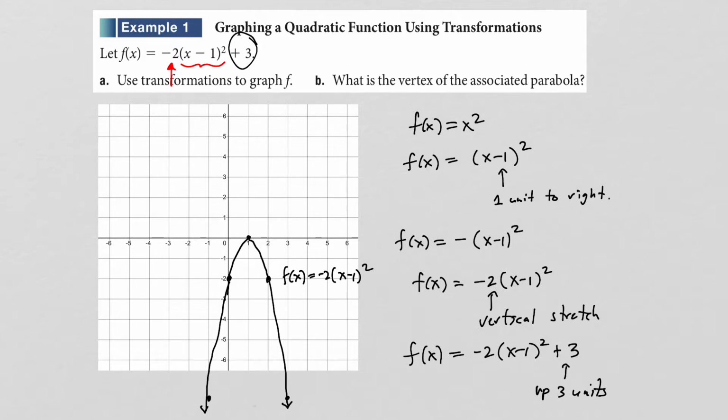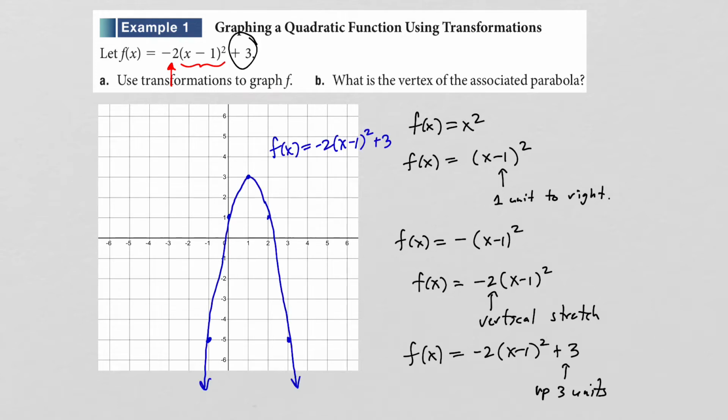And when we do that, we get this point here, this point here, this point here. And then down below, when you move these points up 3 units, you get these points here. And if we sketch that graph, we get the following. And this is the same graph that we had a few minutes ago.